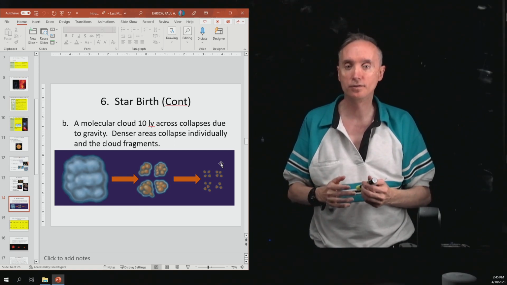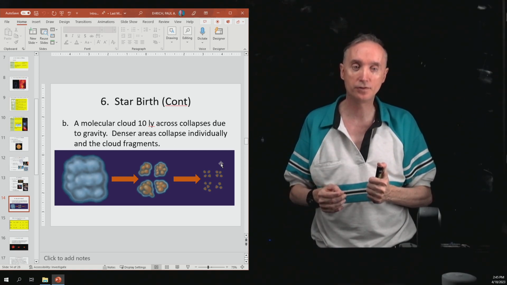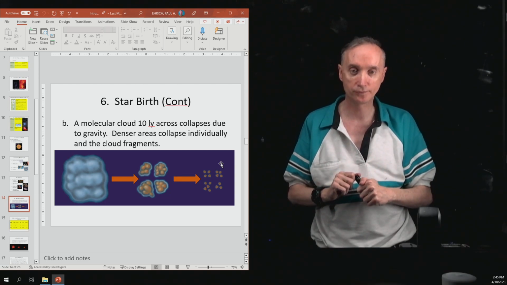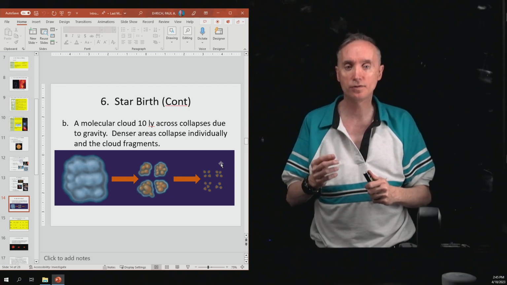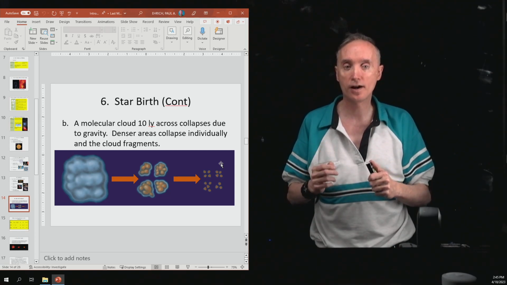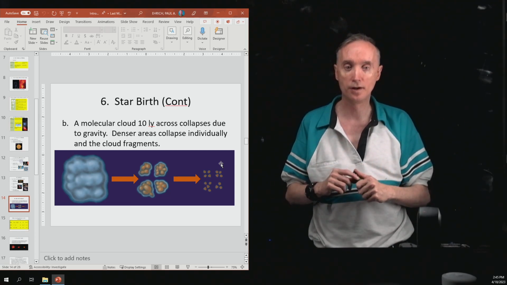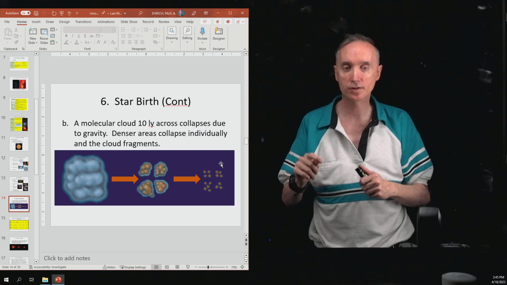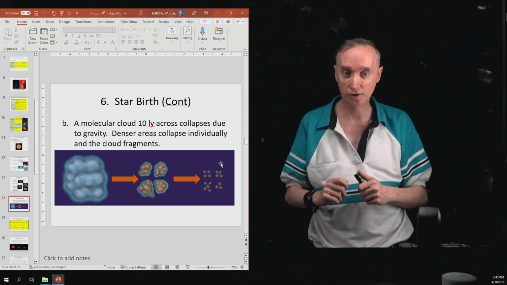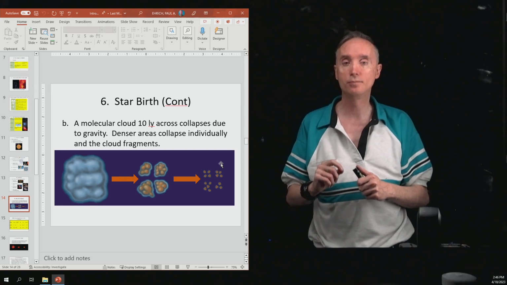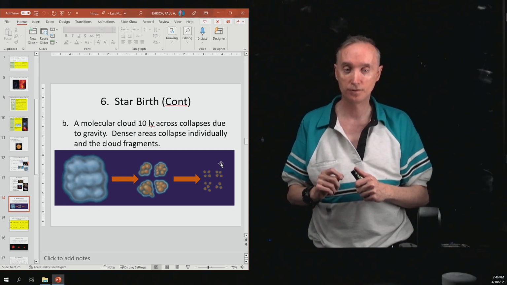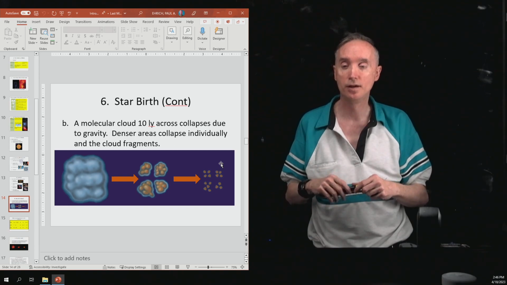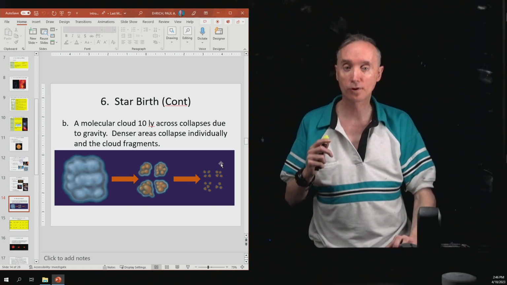So the first thing it's going to do is fragment into multiple gas clouds. And then it turns out that each of those gas clouds is going to fragment into even smaller gas clouds. Each of those individual small gas clouds is going to turn into a star. So stars are born in clusters. Normally somewhere between a dozen, maybe up to 100 stars could be born at the same time from one gigantic gas cloud.